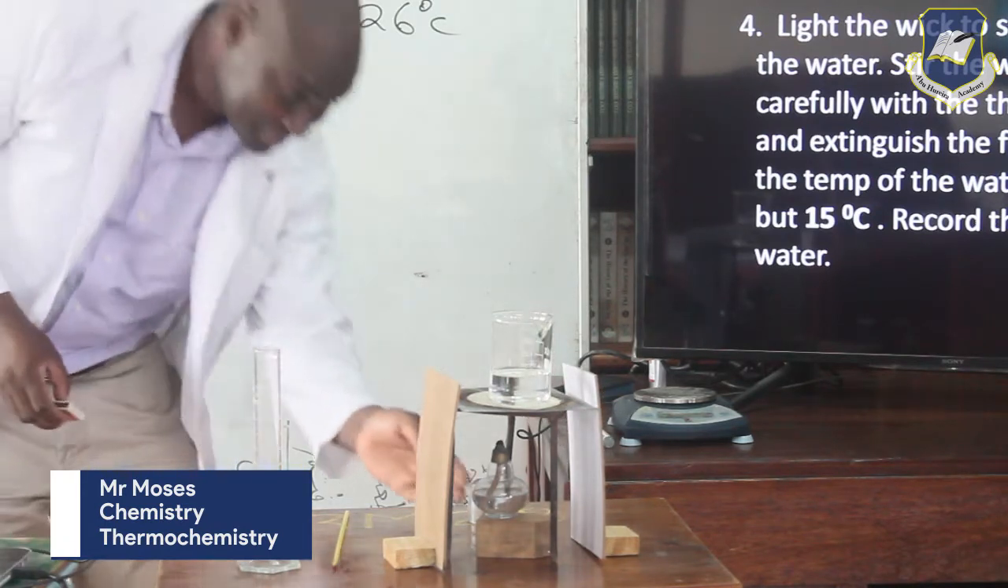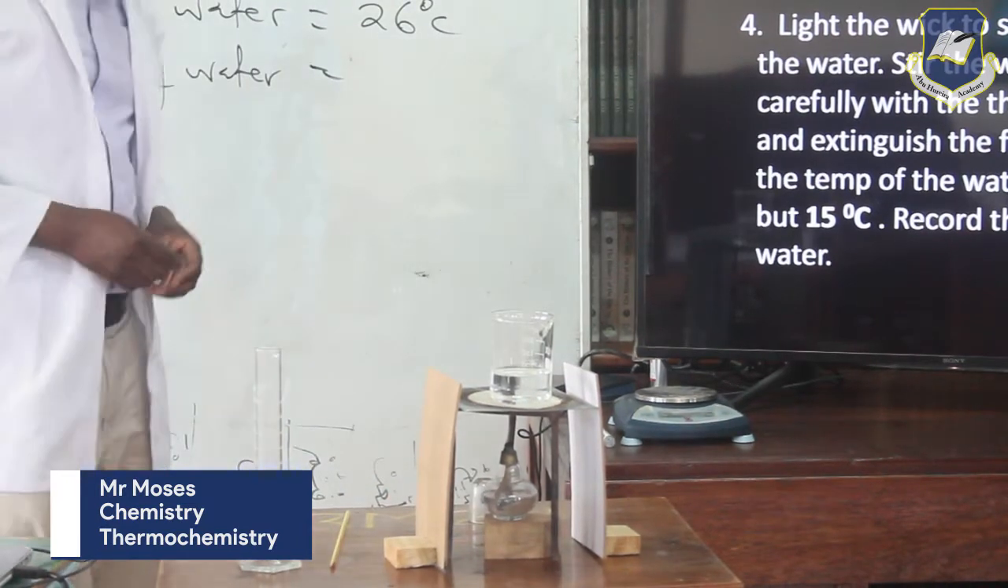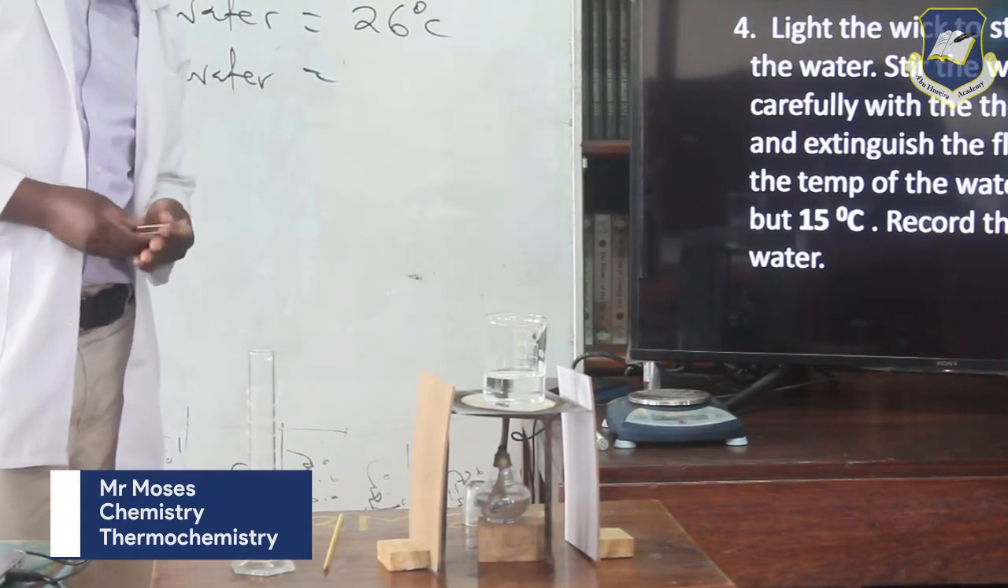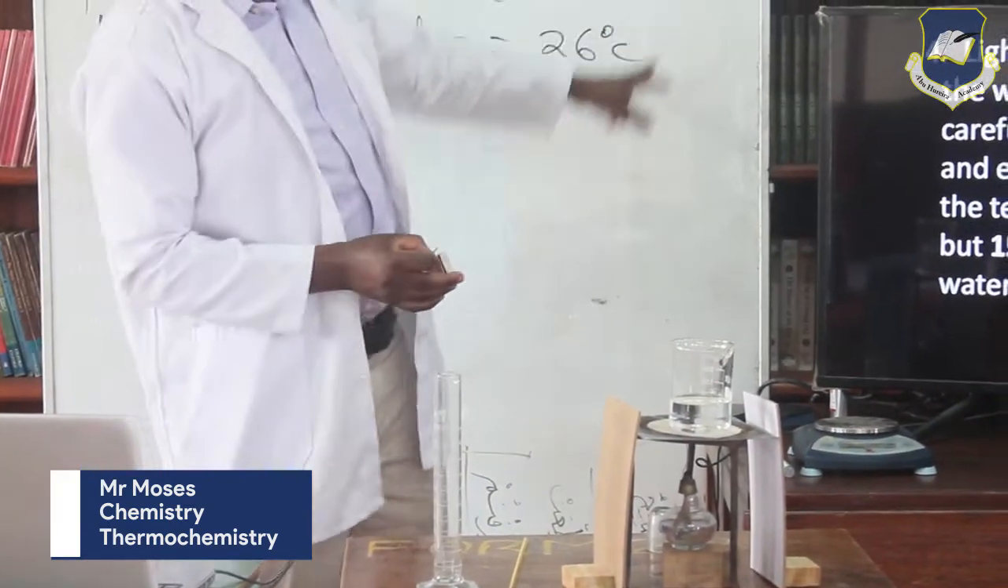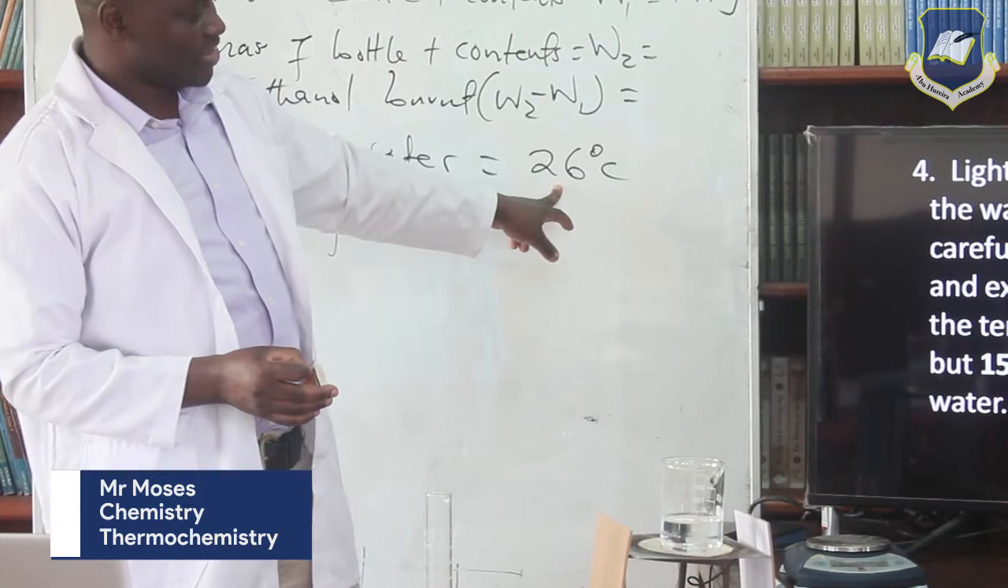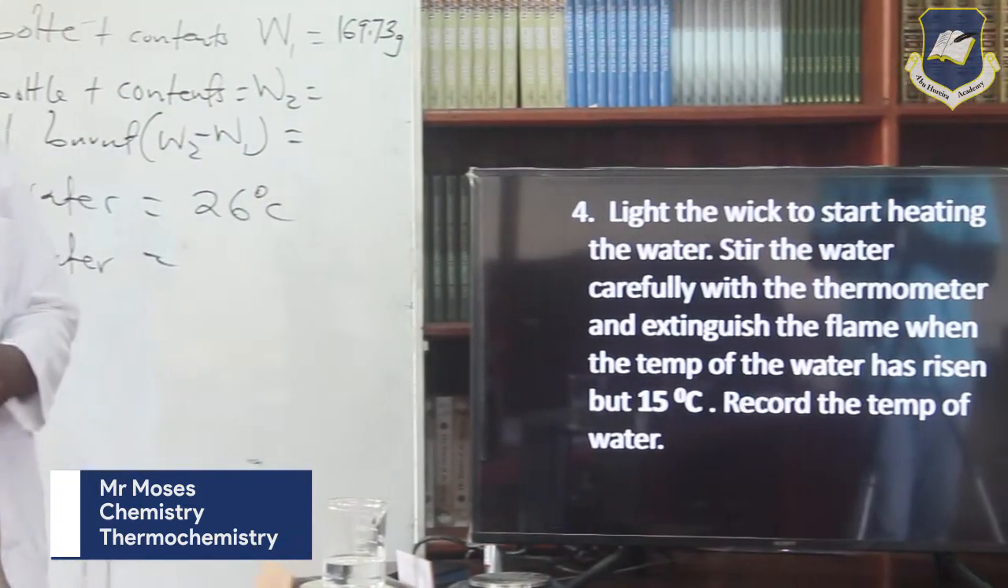The next thing I'm going to do is light that wick. Remember our original temperature is 26 degrees Celsius. We're supposed to allow the temperature to rise by 15 degrees Celsius.